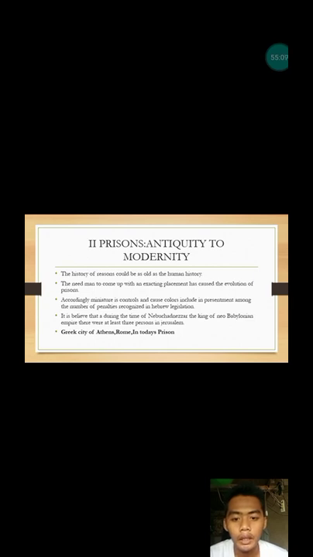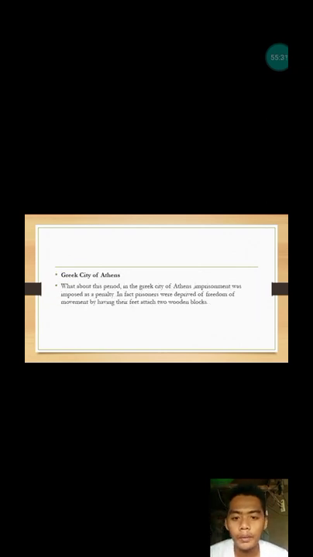It is believed that during the time of Nebuchadnezzar, the king of the New Babylonian Empire, there were at least prisons in Jerusalem. Then there were the prisons in the Greek city of Athens, Rome, and today's prisons. In the Greek city of Athens, imprisonment was imposed as a penalty. In fact, prisoners were deprived of freedom of movement by having their feet attached to wooden blocks.